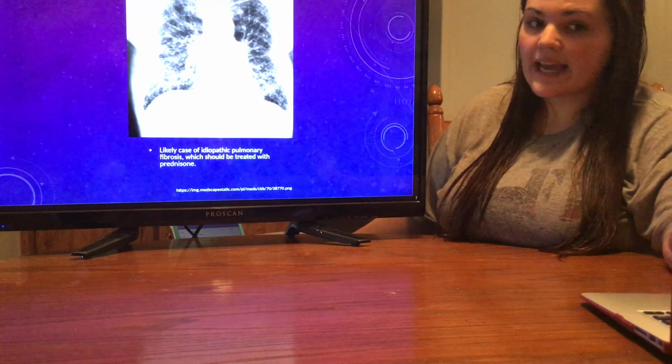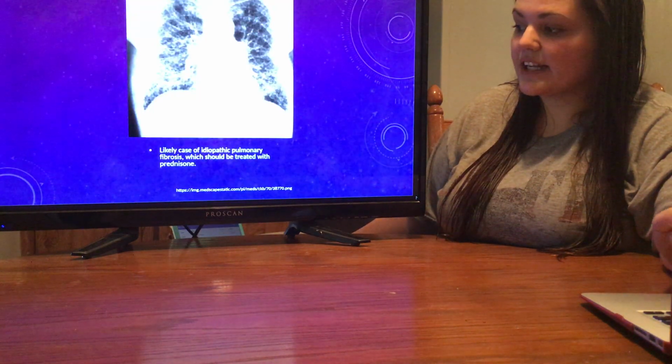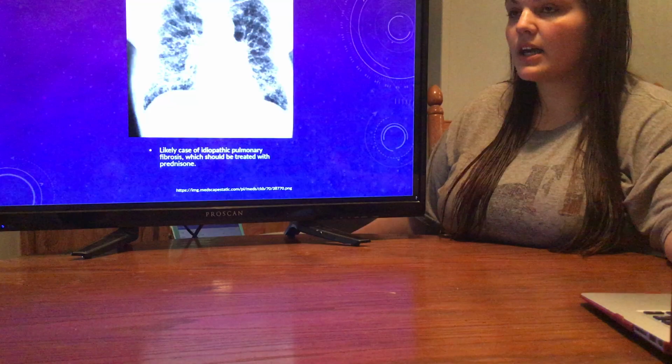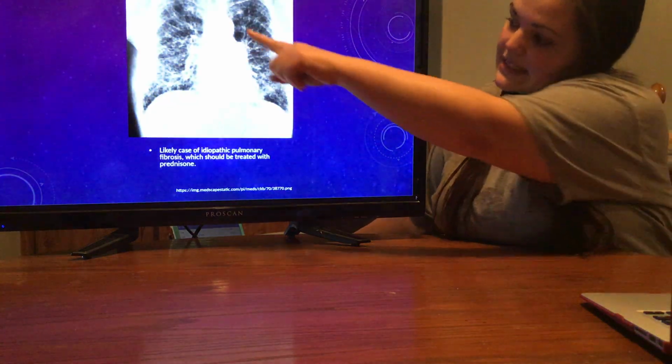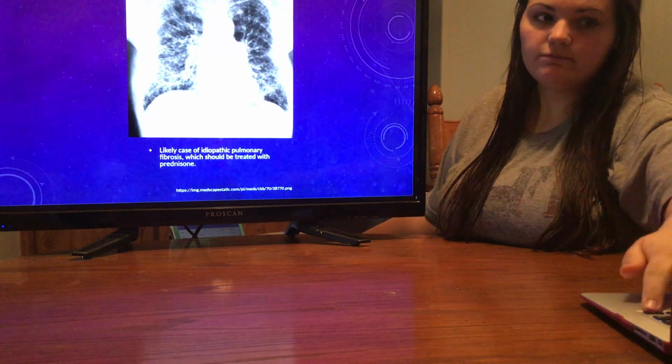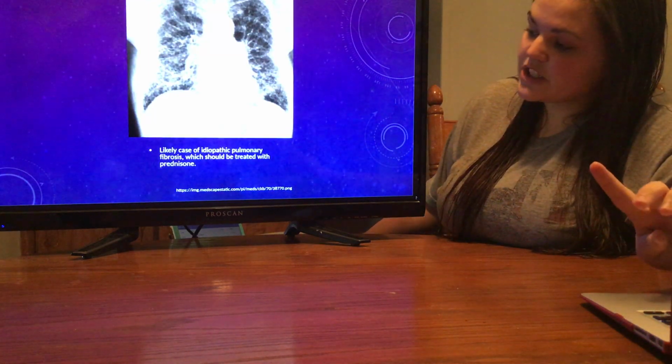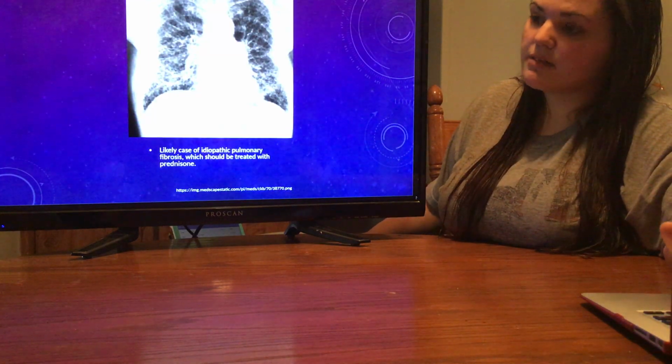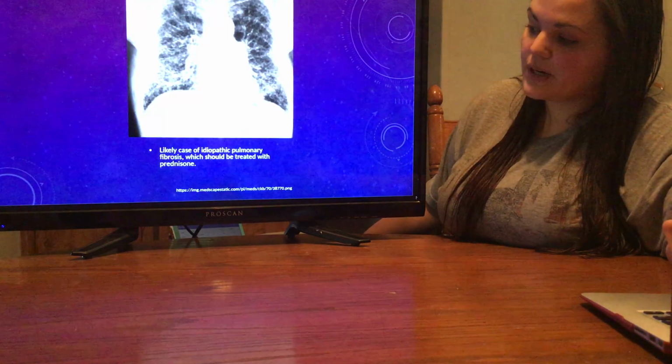Okay, this is an x-ray of a likely case of idiopathic pulmonary fibrosis, and you can see the difference in this right here compared to this side over here. Now this is just typically treated with a medication called prednisone.